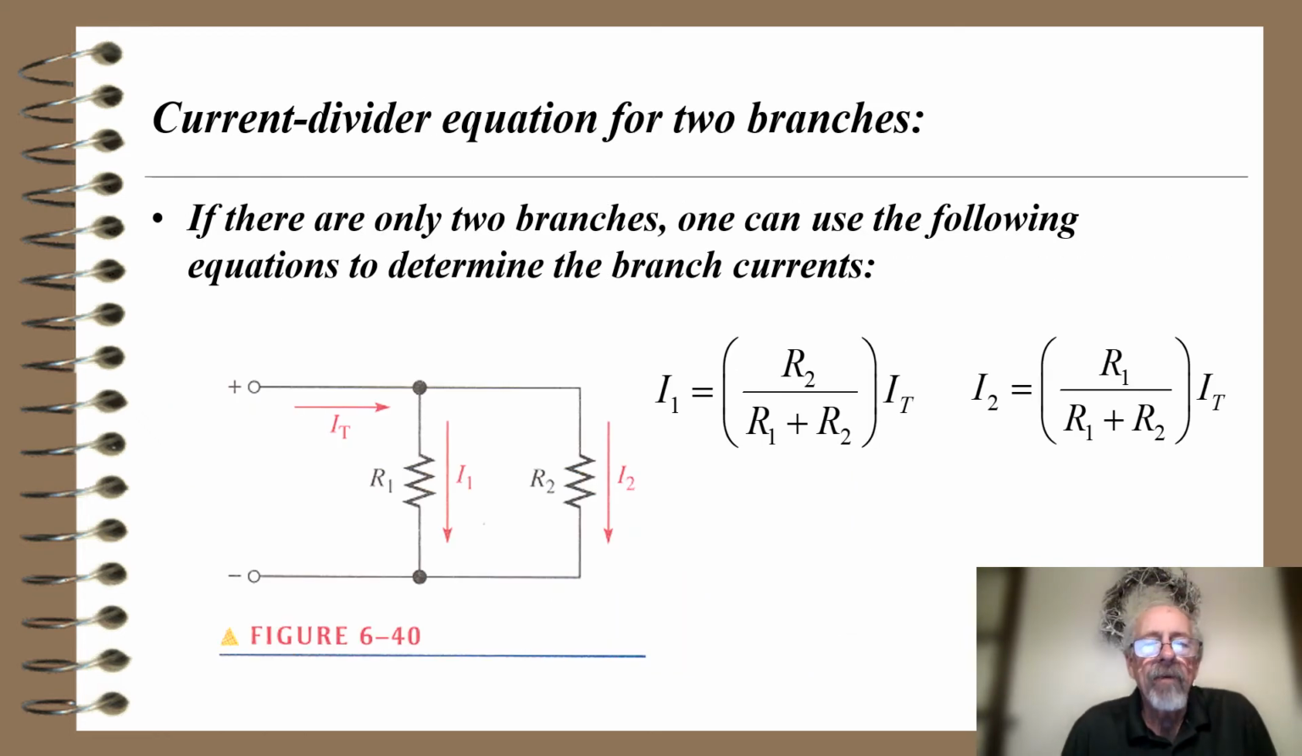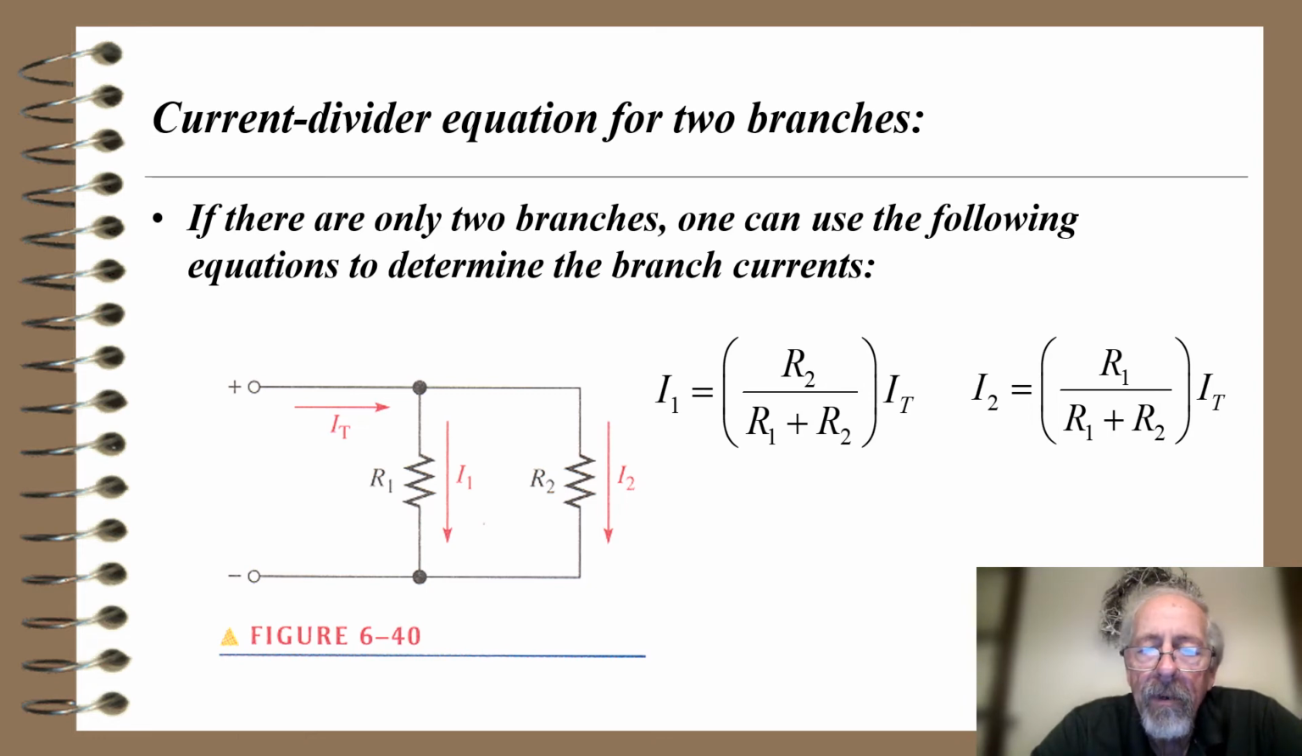If I have a current divider equation for 2 branches, it looks like this. If there are only 2 branches, one can use the following equations to determine the branch currents. I1 is equal to R2 divided by R1 plus R2 times I total.